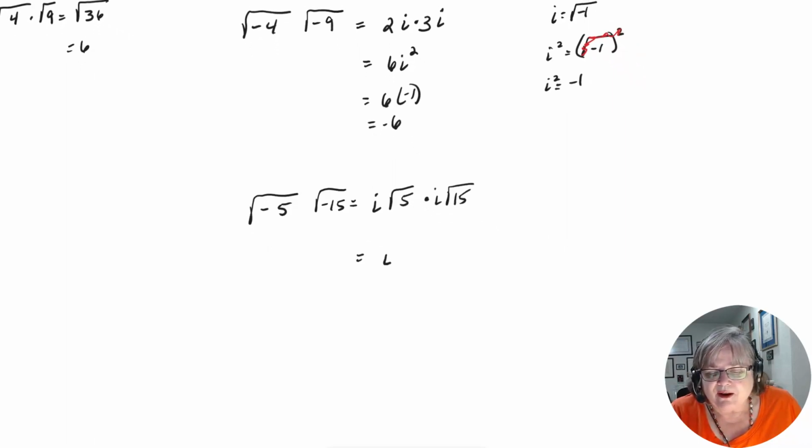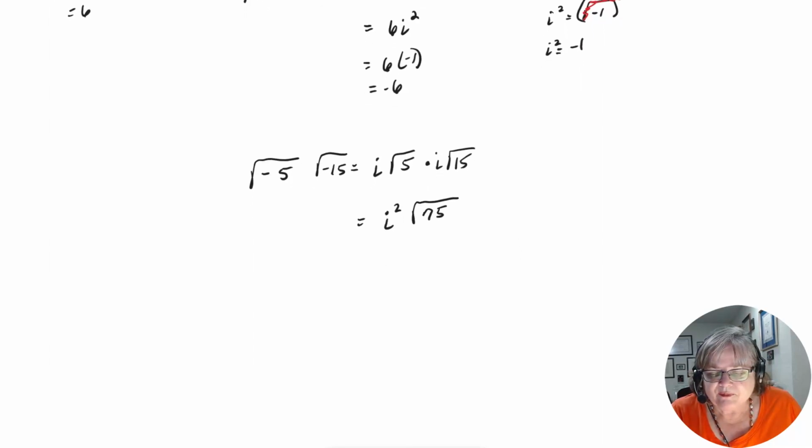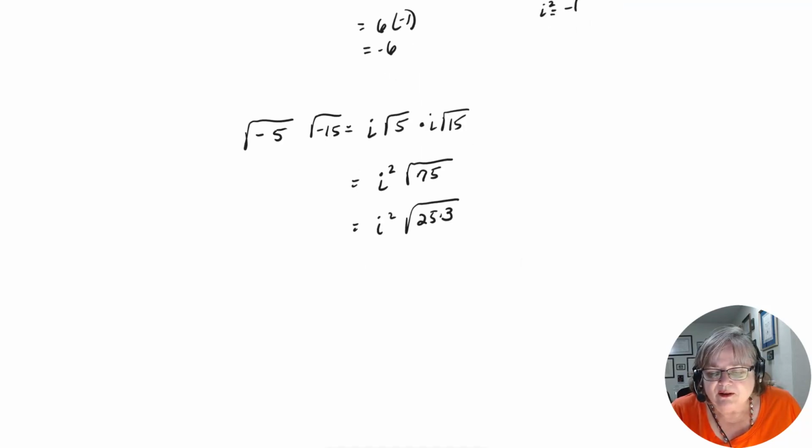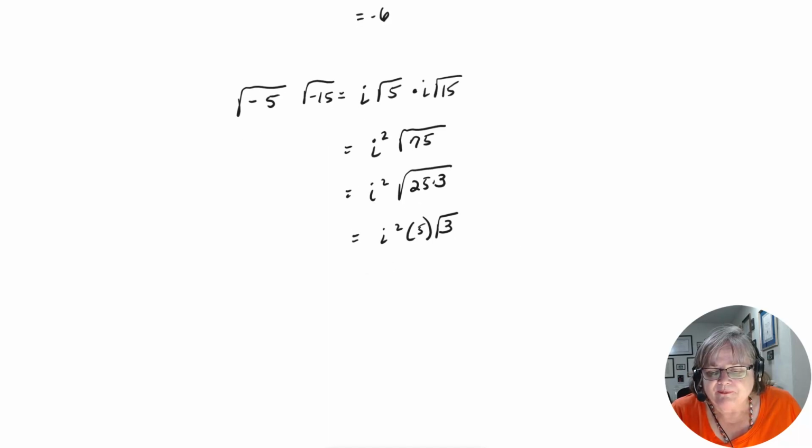So you have i squared, and the square root of 5 times the square root of 15 is the square root of 75, which is 25 times 3. So you have i squared, the square root of 25 is 5, and the square root of 3 cannot be simplified. So you have 5 i squared square root of 3.